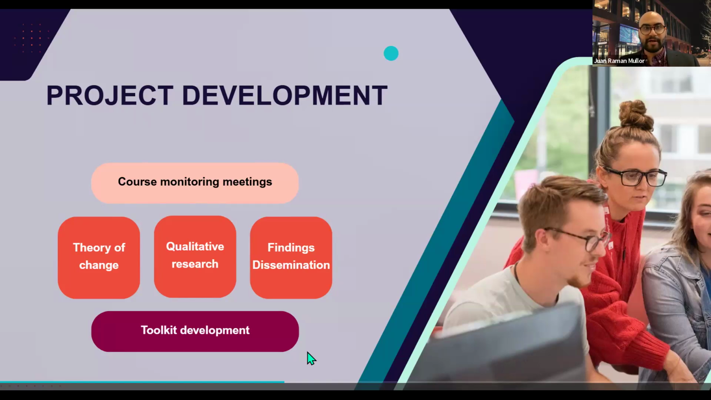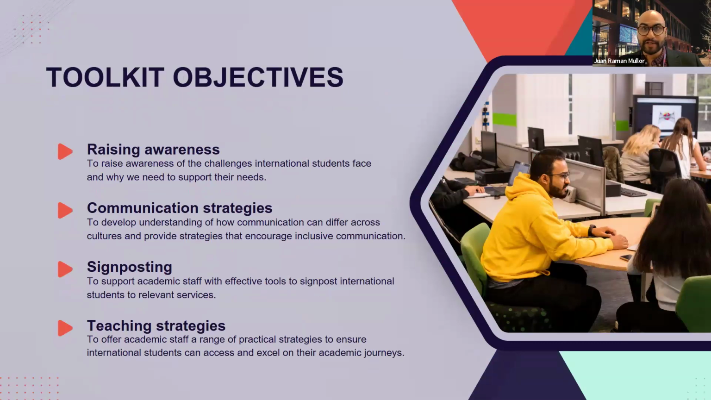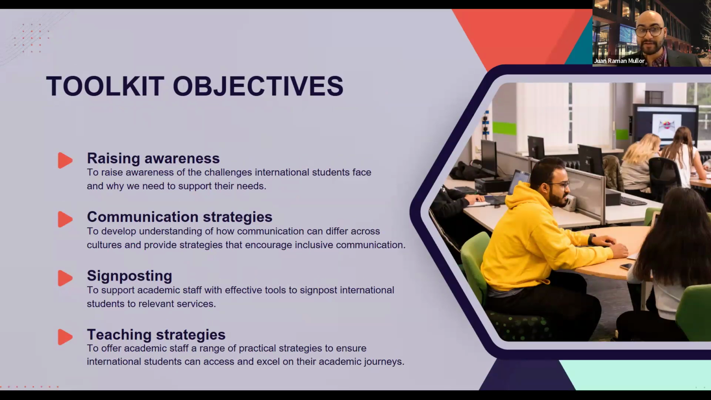So in terms of the objectives for the toolkit, we have looked initially just to raise awareness of some of the challenges that international students face. It's not a given that a lot of our academics actually understand the context for these challenges. Also to develop effective communication in and out of the classroom, provide effective signposting to support services, which is a particular challenge at our university, and practical strategies for inclusive teaching.